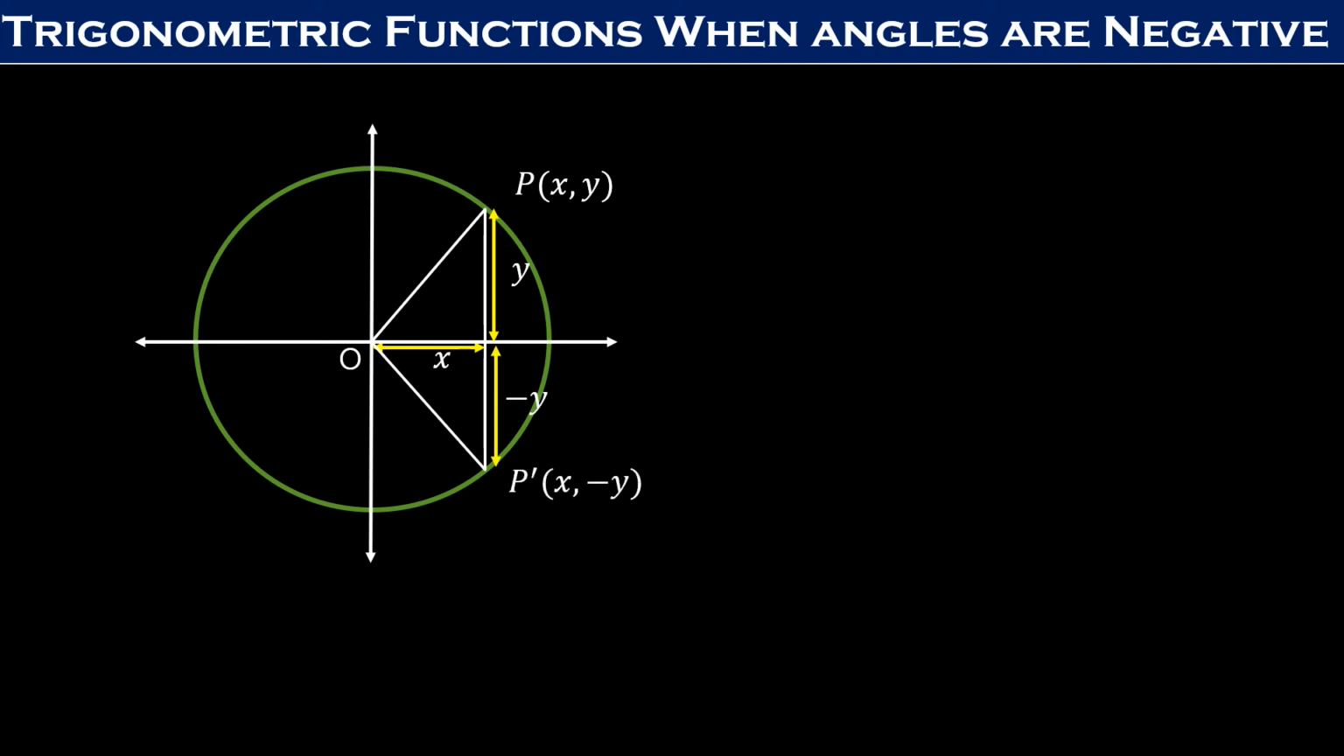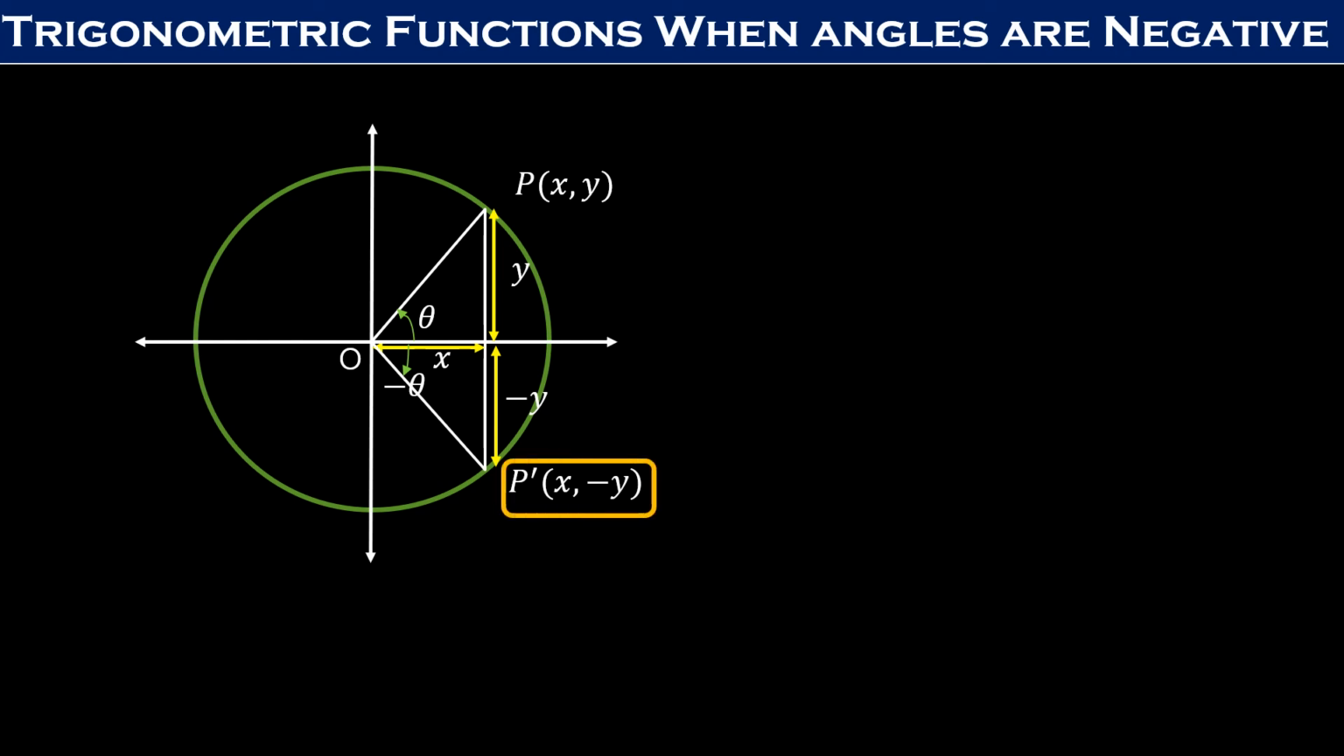As we have seen, the angle between OP and the x-axis was theta because the angle was measured in the anti-clockwise direction. That's why its value was positive. Now we are going to take the angle between OP dash and the x-axis. Now it is negative because it is measured in the clockwise direction. That's why this is minus theta.